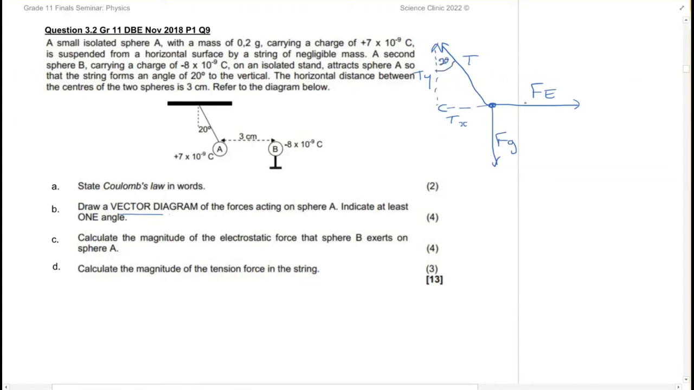Now, our electrostatic force balances the horizontal component of our tension, because remember A is stationary, and stationary means everything up balances everything down, everything left balances everything right. So the electrostatic force balances that component of T, and our weight balances the vertical component of T. So all our forces are balanced, and that's why it is stationary.